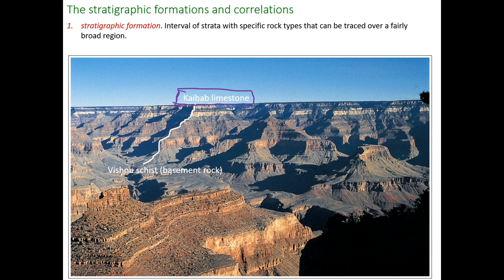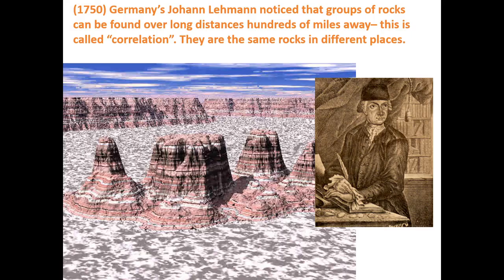But how do we know it's the same? That's where the whole art of correlation comes in. We can find this limestone in different areas over vast regions, but we have to correlate that limestone to all of its different locations. So when we recognize that it is the same Kaibab limestone, the exact same rock, just in different exposures in different parts of the country, that's what correlation entails.